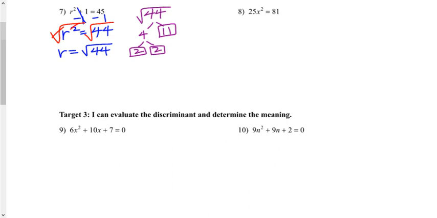So now I can come back and say that root 44 is actually 2 times 2 times 11. And then in red, I'm going to circle my pairs, which means I'm pulling out 1 2, bringing it to the front. And I get r equals plus or minus, don't forget that, 2 root 11.